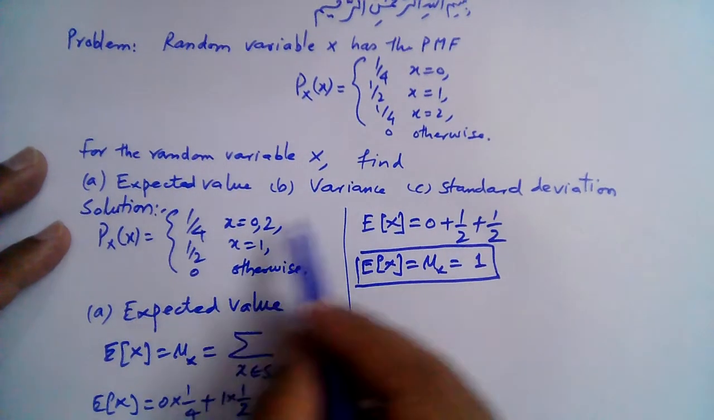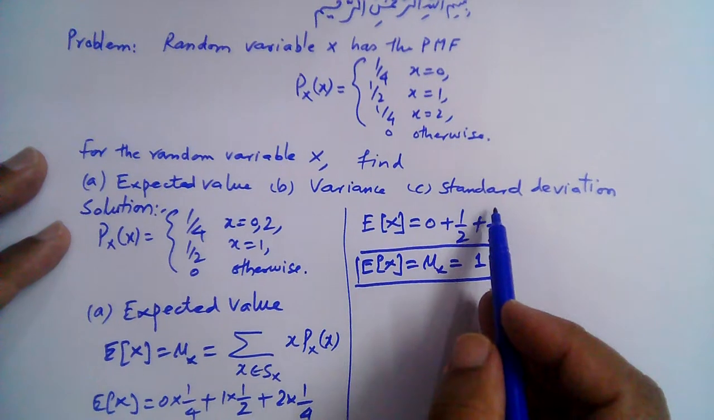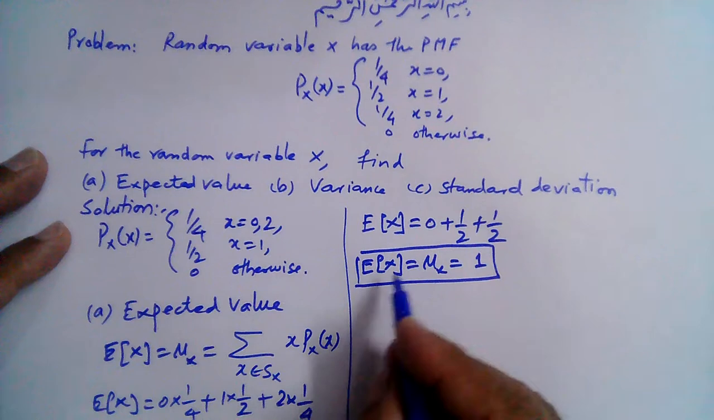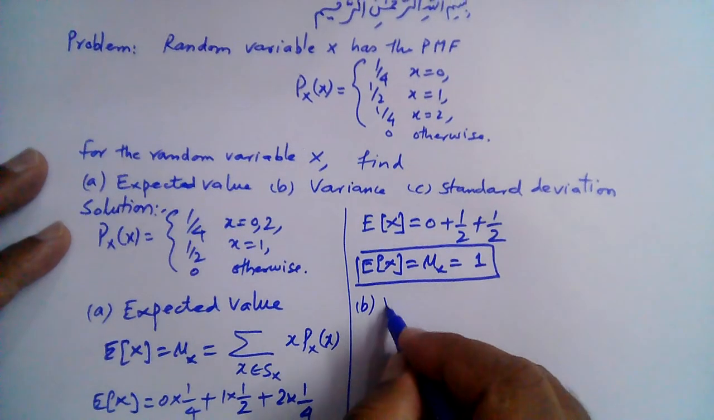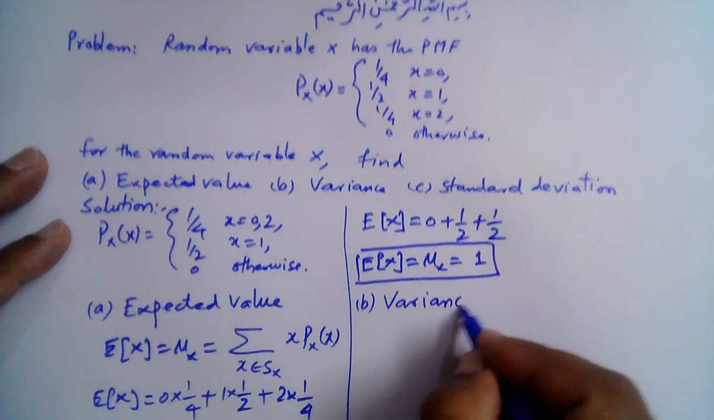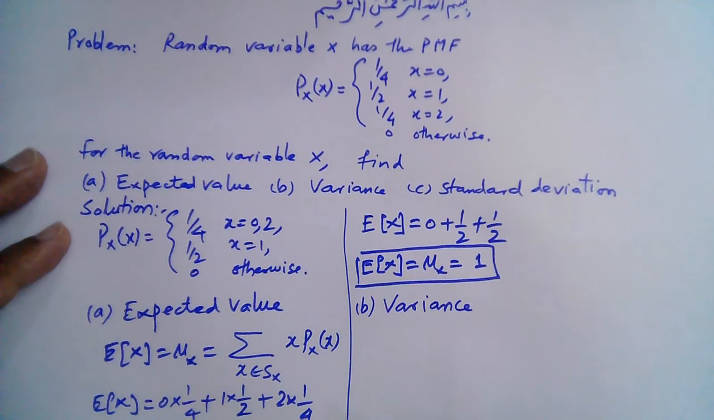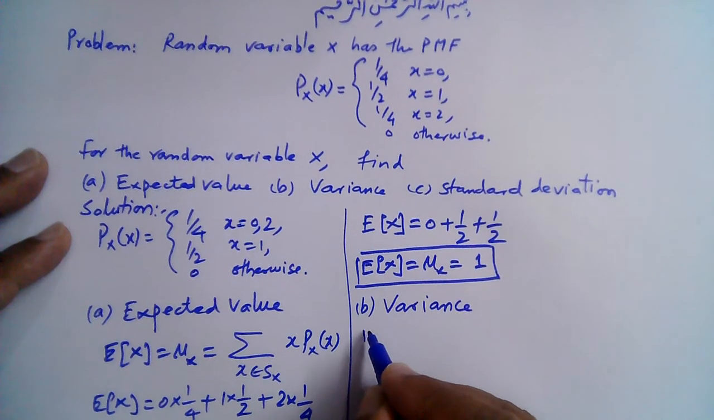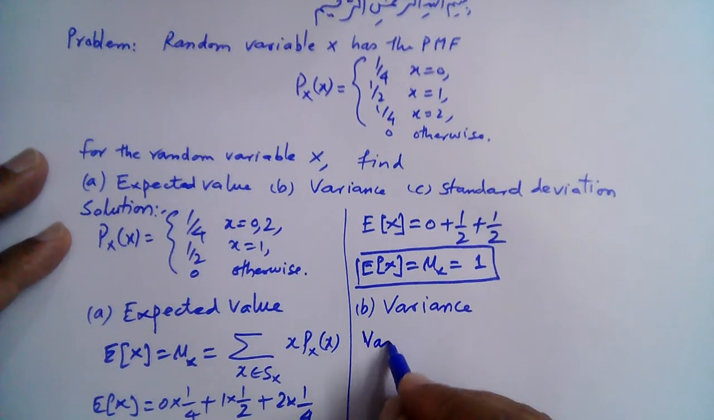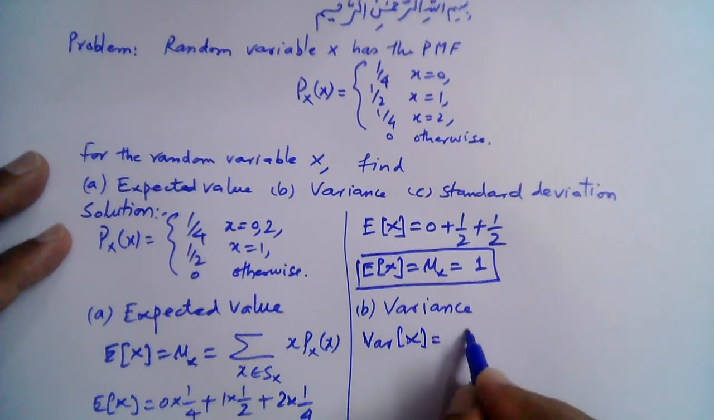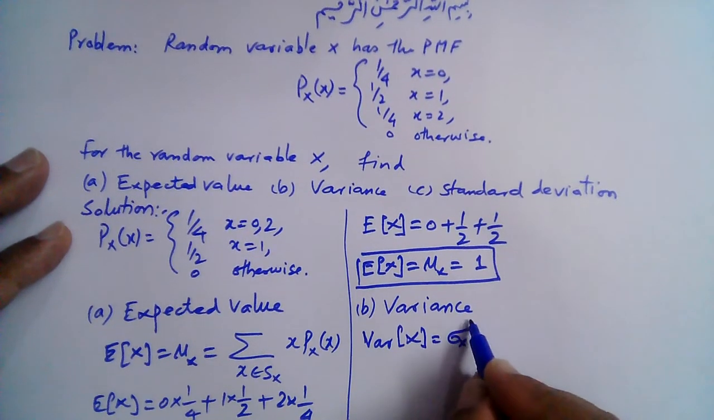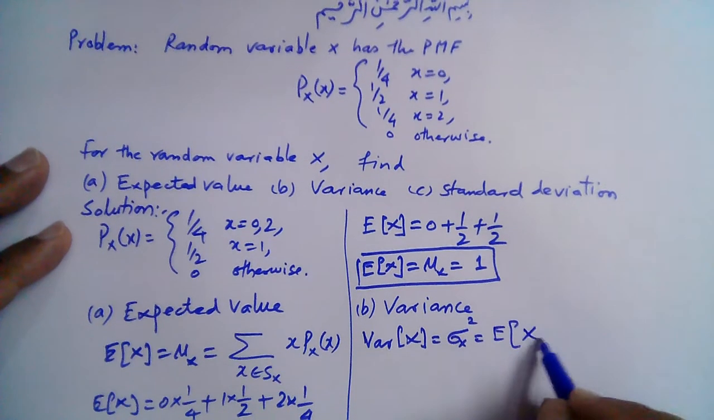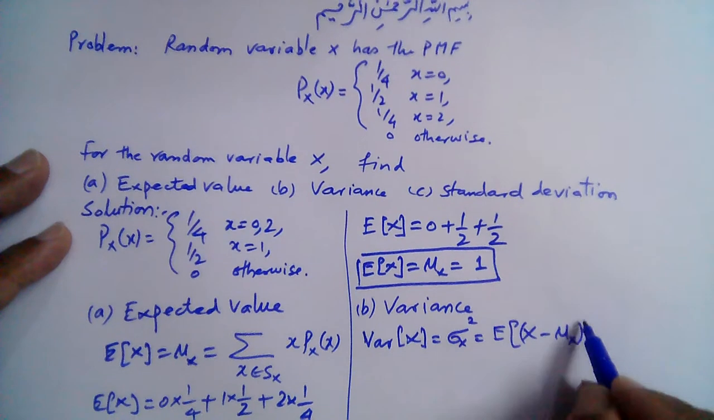Now let's find the variance and the standard deviation. We know that the standard deviation is only the square root of the variance, right? So let's first find the variance. Now we can find variance in many ways. The variance of x, which is also denoted as sigma x square, is equal to the expected value of x minus mu x, squared.